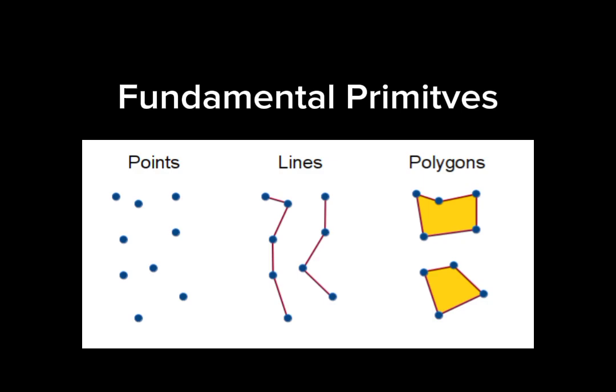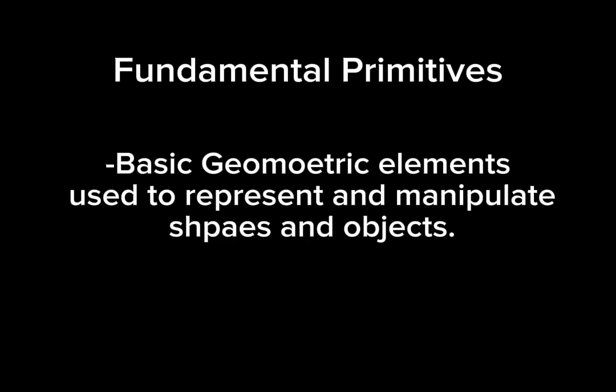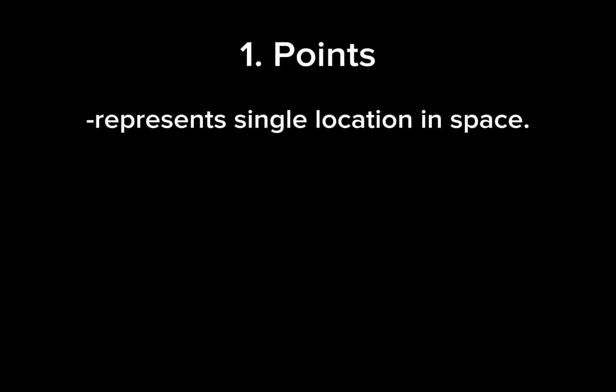Fundamental primitives. In computer graphics and geometry modeling, fundamental primitives refer to the basic geometric elements used to represent and manipulate shapes and objects. Number 1. Points. A point is the most fundamental primitive in geometry, representing a specific location in space.